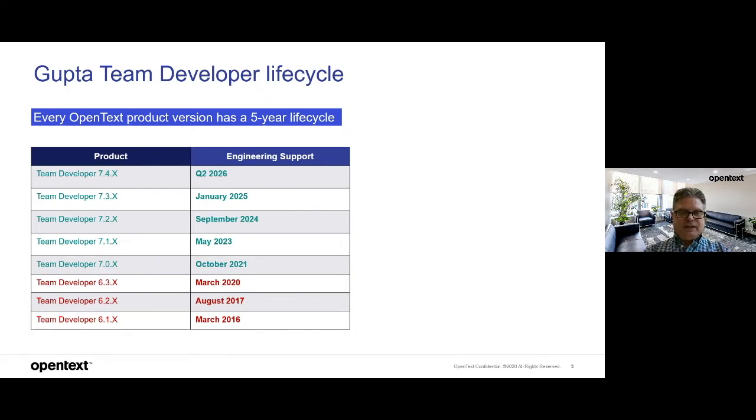So the other versions, the latest version that we released was in January this year. Team Developer 7.3, which will be in engineering support until January 2025. And the 7.4 version will be in engineering support until 2026. So this is good for you for upfront planning. And also to note is that Team Developer 7.0 goes out of engineering support in October next year.